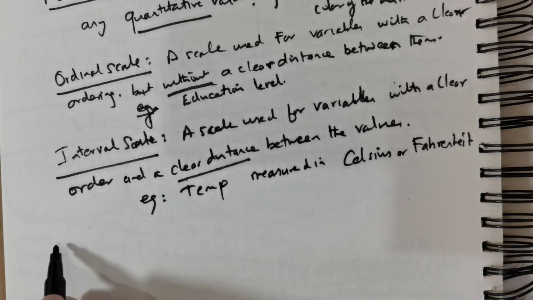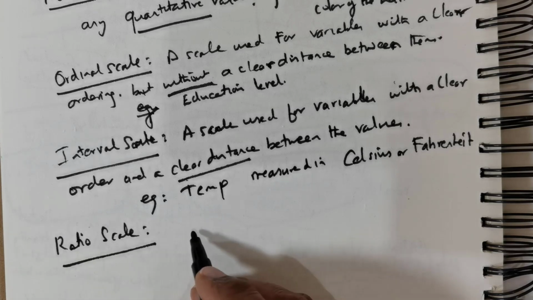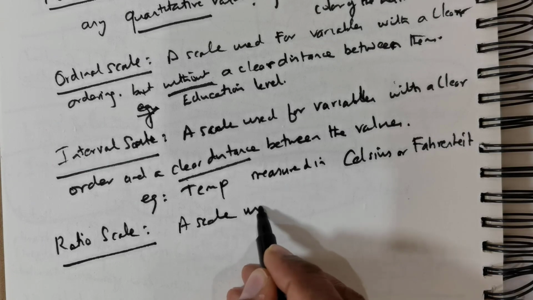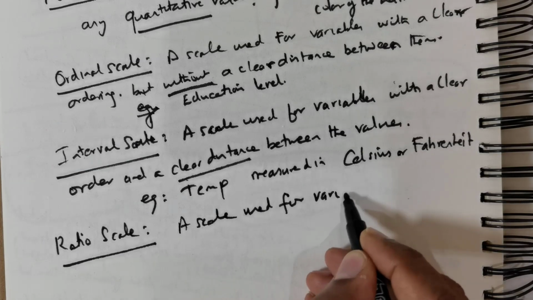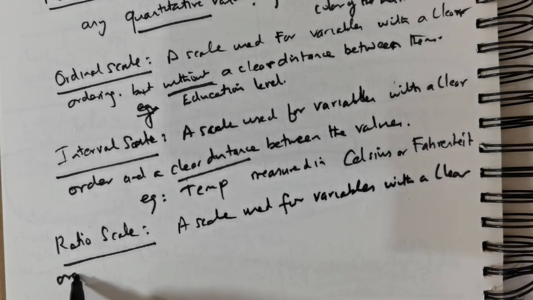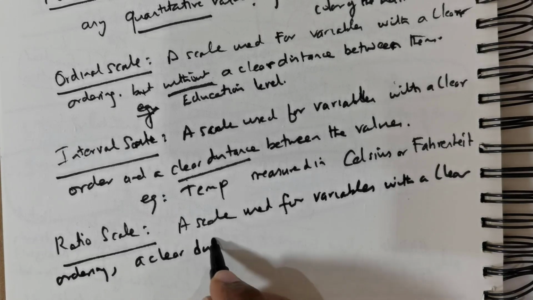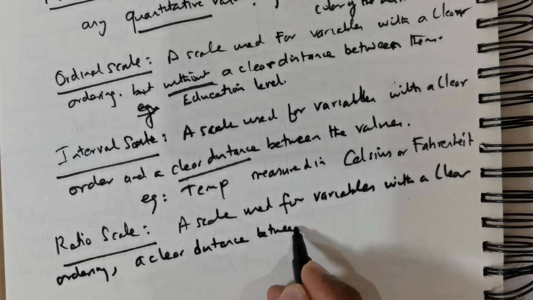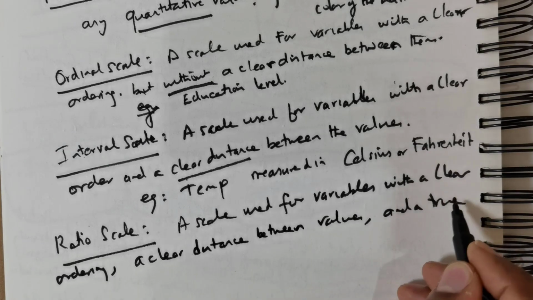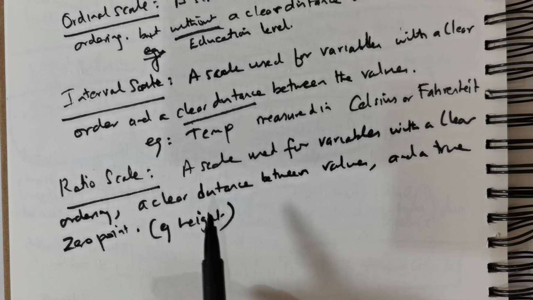Now after the interval scale, we have got the next scale, called the ratio scale. A scale used for variables with clear ordering, a clear distance between the values, and a true 0 point. Example, height of an individual. So much for the definitions of these variables.